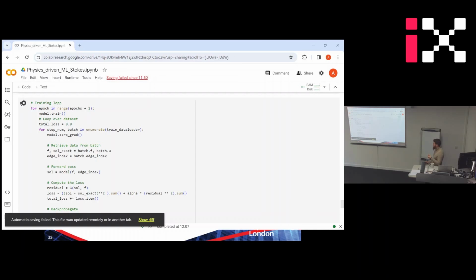Edge index is the adjacency list. So basically this means I have the graph. I'm aware of the graph. And then it outputs the solution.